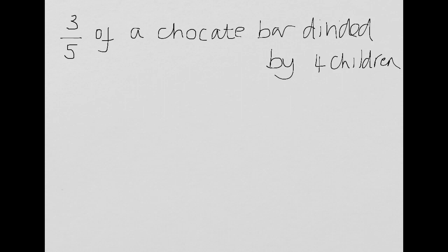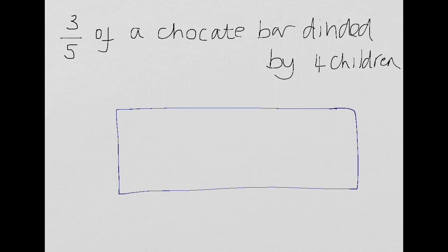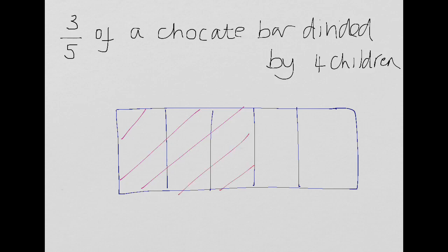So to start with, 3/5 of a chocolate bar divided by 4 children, or shared between 4 children would be better. So going back to our bars, we're going to draw this out. Here's my bar, and I'm going to divide my bar into fifths. And I have 3/5. So this is how much chocolate bar the 4 children have to share between them.